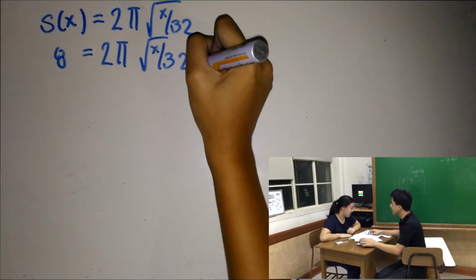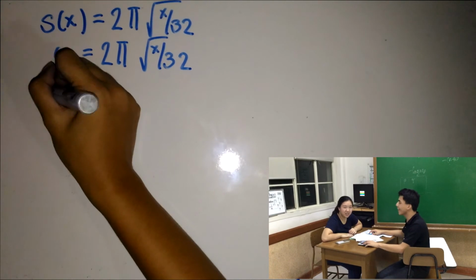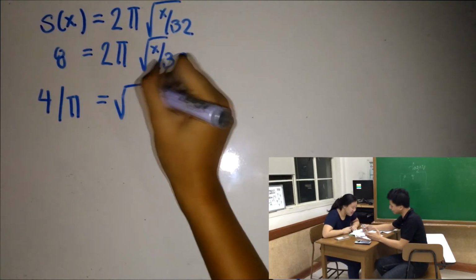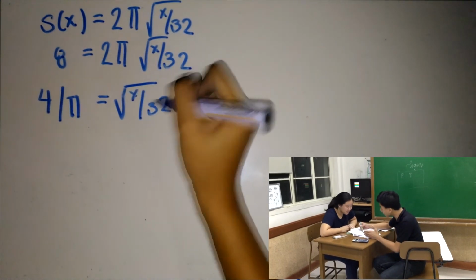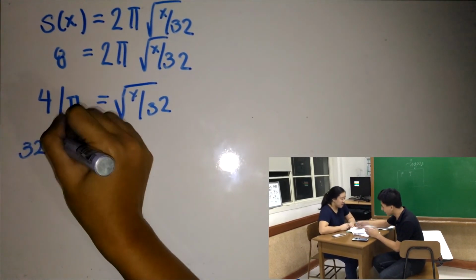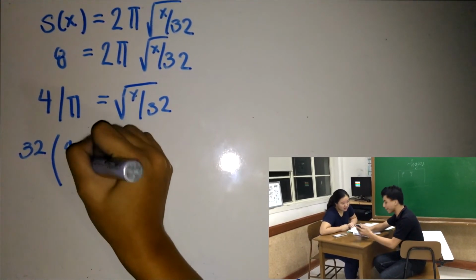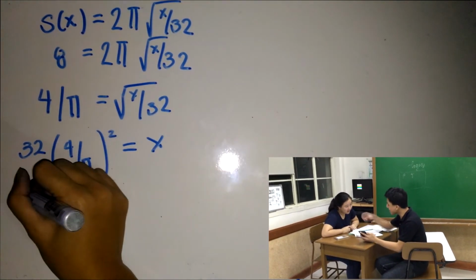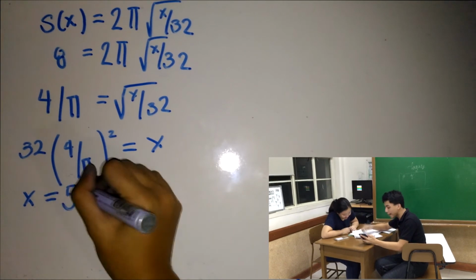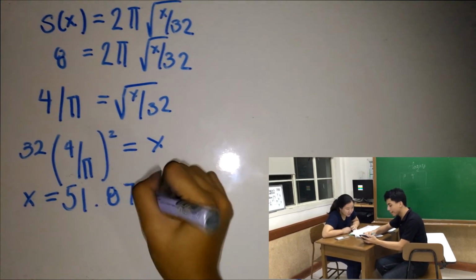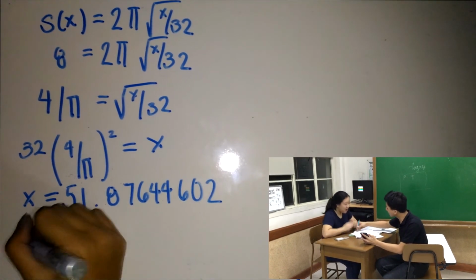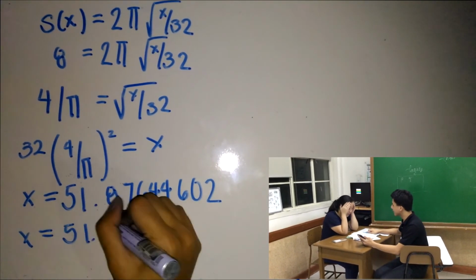So, to solve, just substitute the value. 8 is equal to 2 pi square root of x over 32. 4 over pi is equal to square root of x over 32. 32 times 4 over pi squared is equal to x. So now our x is 51.87644602. So to simplify, x is equal to 51.88 feet.